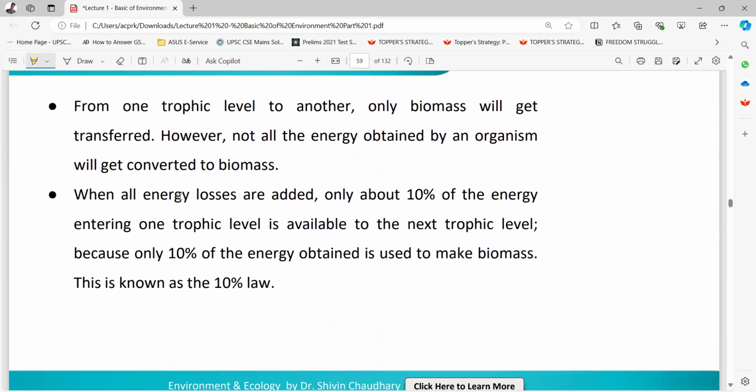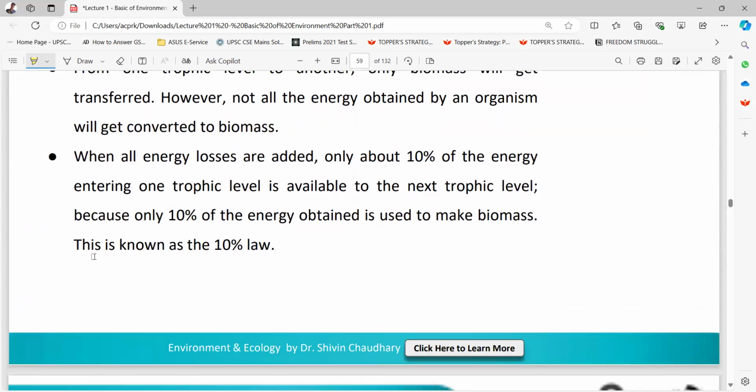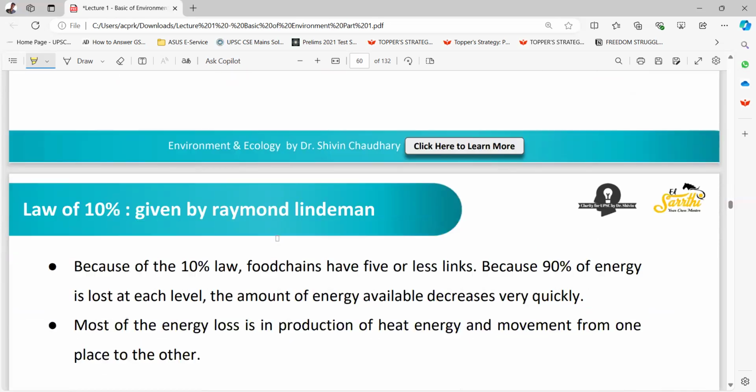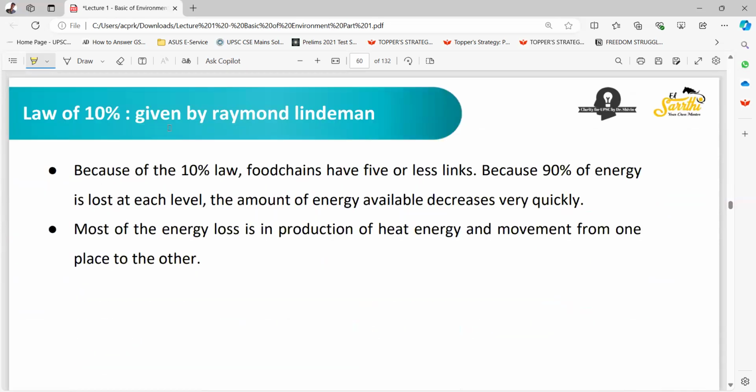When all energy losses are added, only about 10% of the energy entering one trophic level is available to the next trophic level because only 10% of the energy obtained is used to make biomass. This is known as the 10% law, given by Raymond Lindeman. Because of the 10% law, food chains have 5 or fewer links. Because 90% of energy is lost at each level, the amount of energy available decreases very quickly.